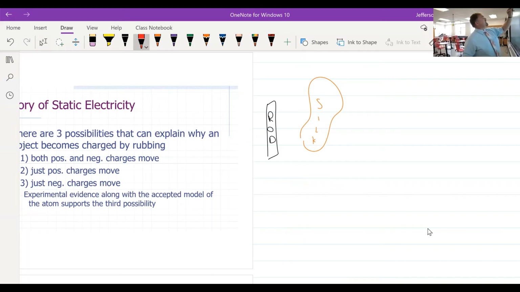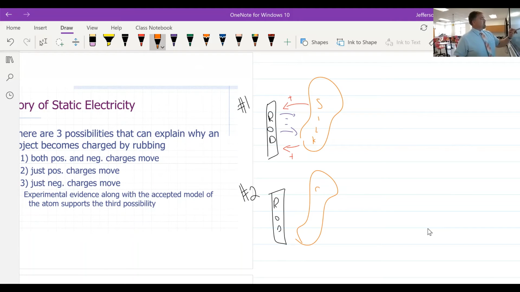The first is that the silk would give up its positive charges, and the rod, which I'll put in purple, would give up its negative charges. And so the rod would gain the ether, and the silk would lose that ether, and that's why they'd have those charges. That's possibility number 1.